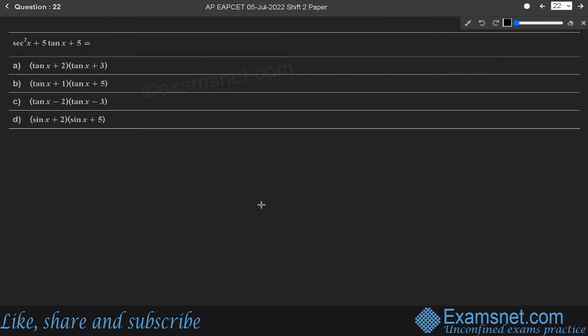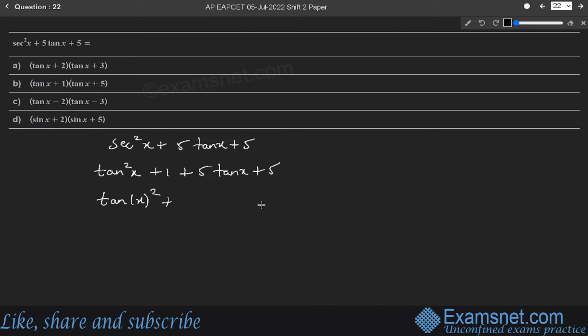Next question is sec square x plus 5 into tan x plus 5 is equal to. It can be written as tan square x plus 1 plus 5 tan x plus 5, because we know that sec square x is equal to tan square x plus 1. Further, it can be written as tan square x plus 6, 1 plus 5 is 6, plus 5 tan x, which will be equal to tan square x plus 5 tan x plus 6.